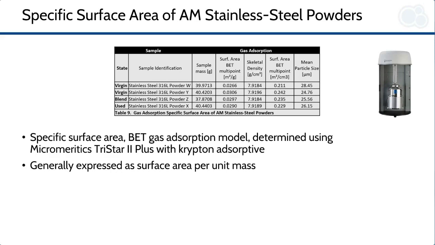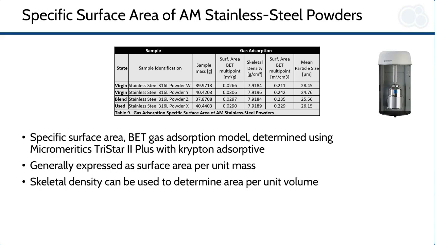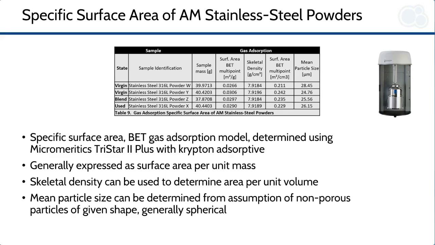Surface area is usually expressed as a function of mass under test. However, using skeletal density determined from gas displacement, the surface area can be expressed as a function of sample volume under test. Assuming a spherical particle shape, a mean particle diameter to account for the measured specific surface area can be determined.